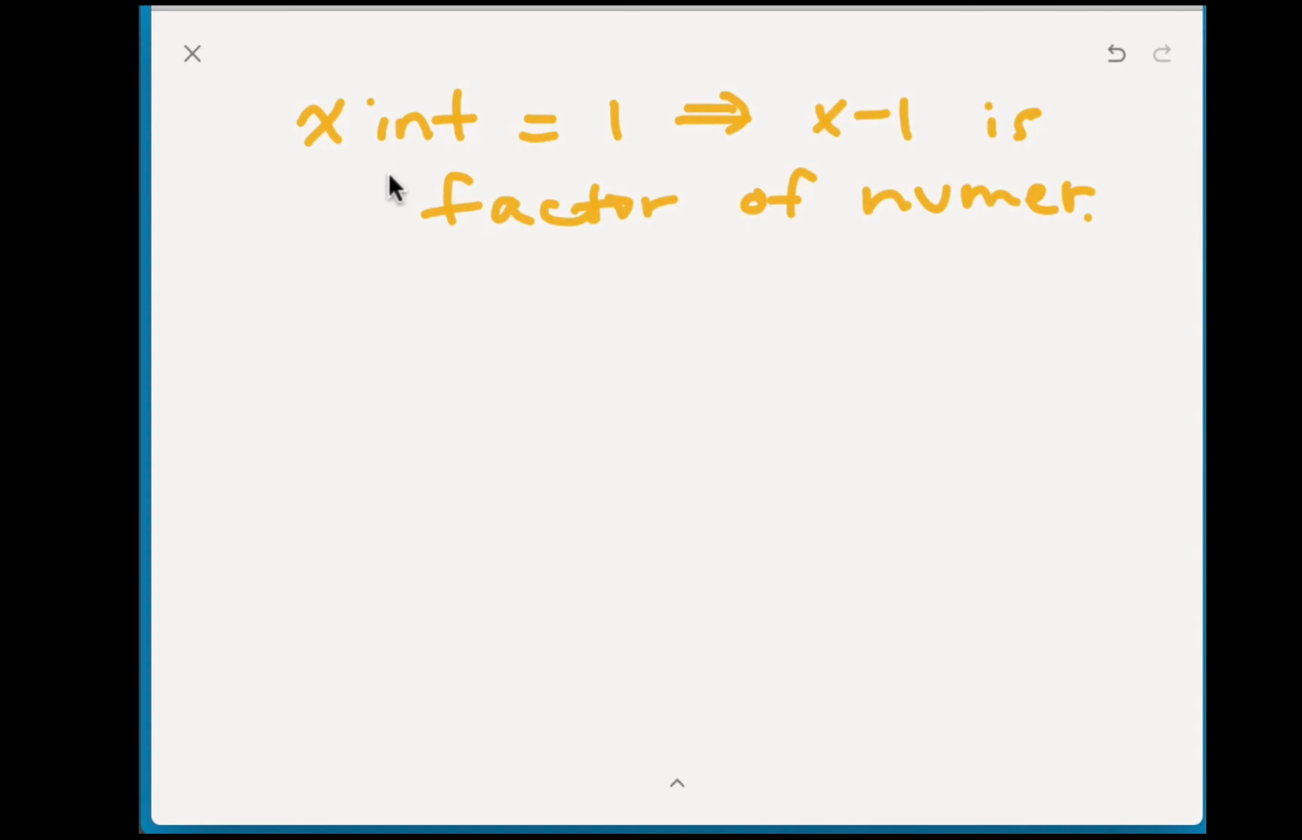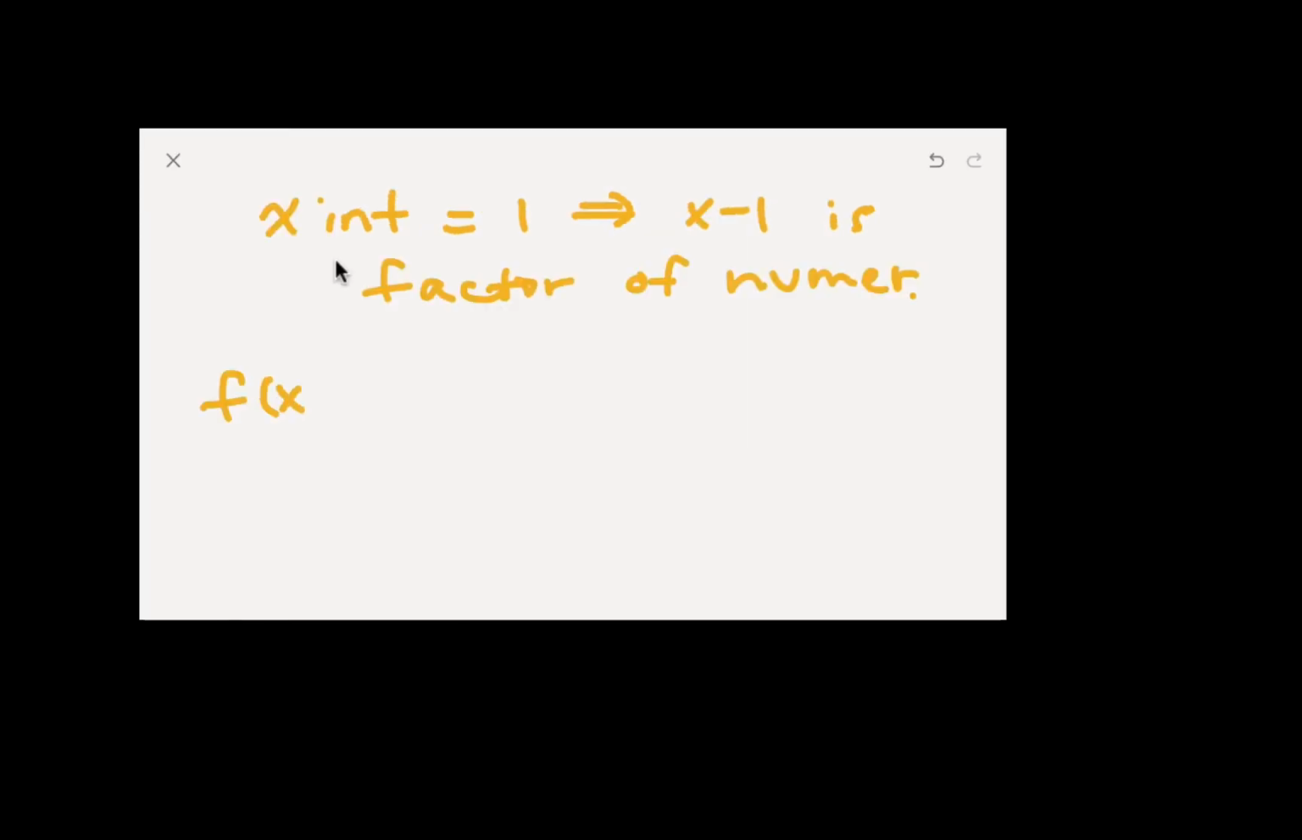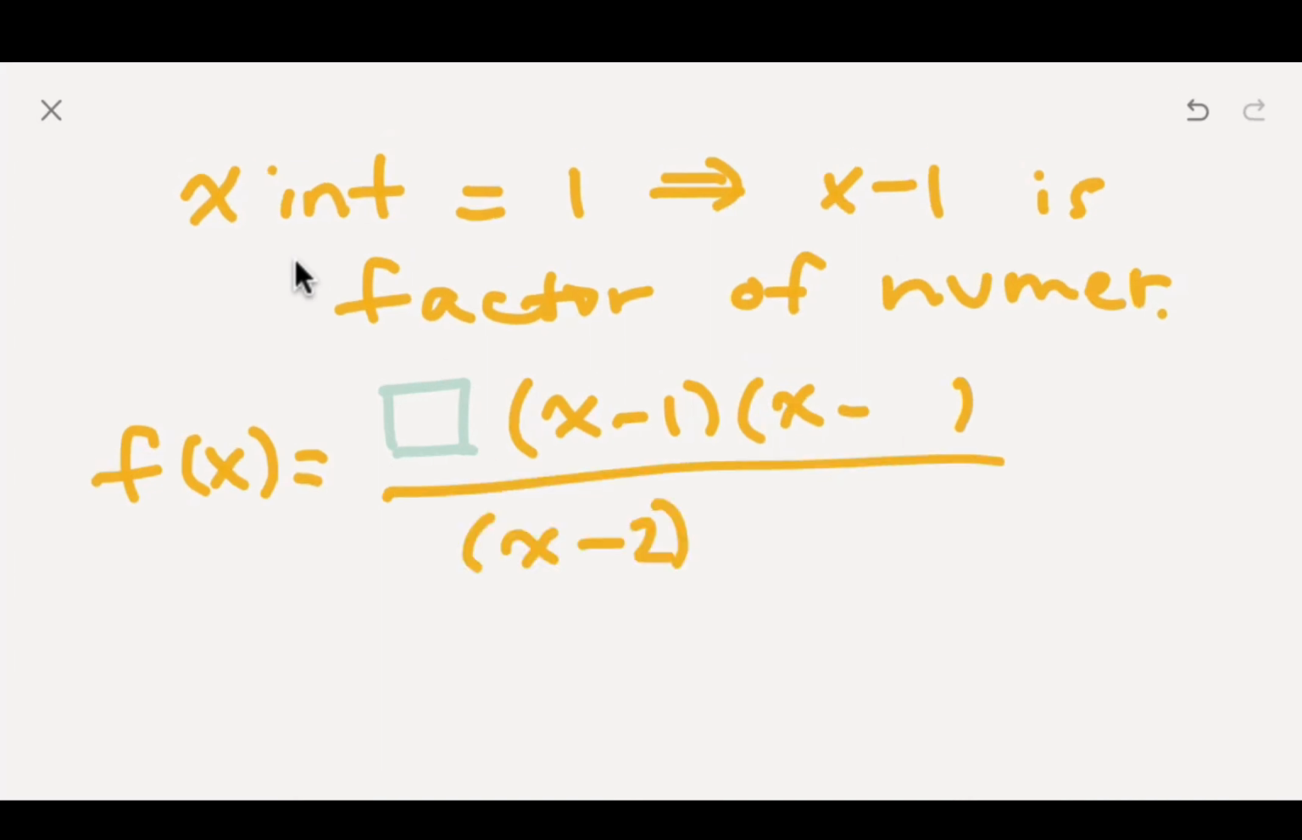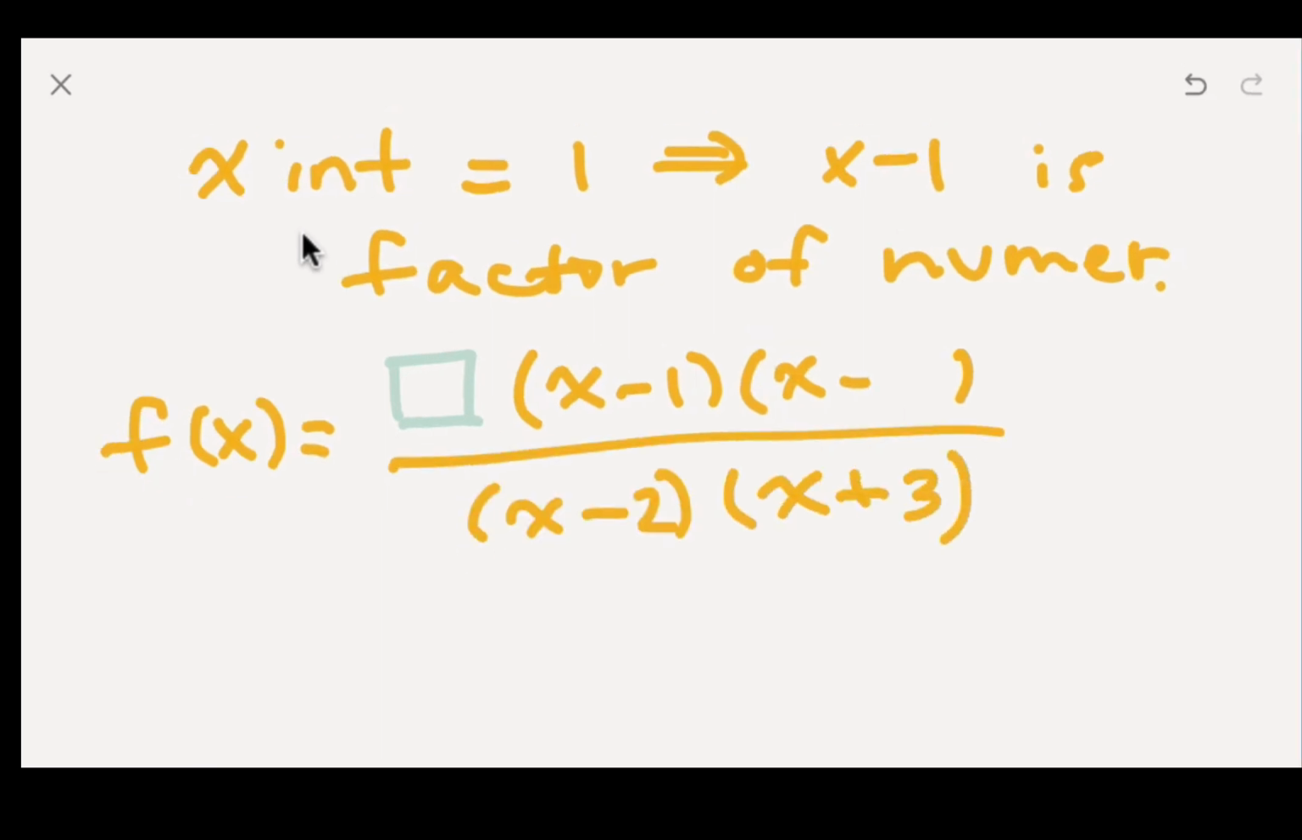I have f of x equals, I have a number out front. I don't know what that number is yet. But I know that I have x minus 1. We decided we had to have a number there. And we said that in the bottom we were going to have x minus 2 and x plus 3, right? So here's another little trick. If you only have one x-intercept, but you need two factors, you can use that x-intercept twice.